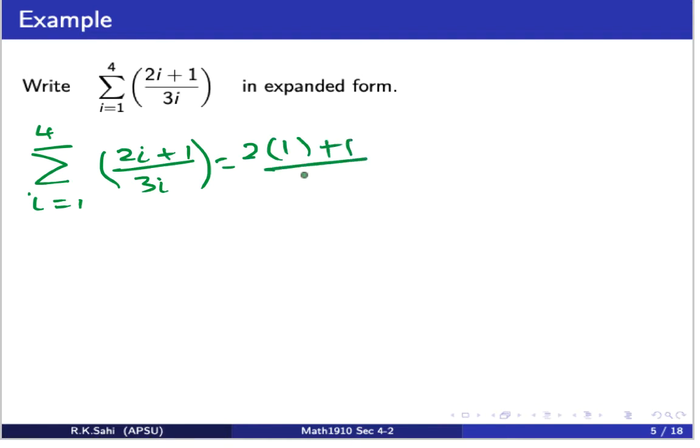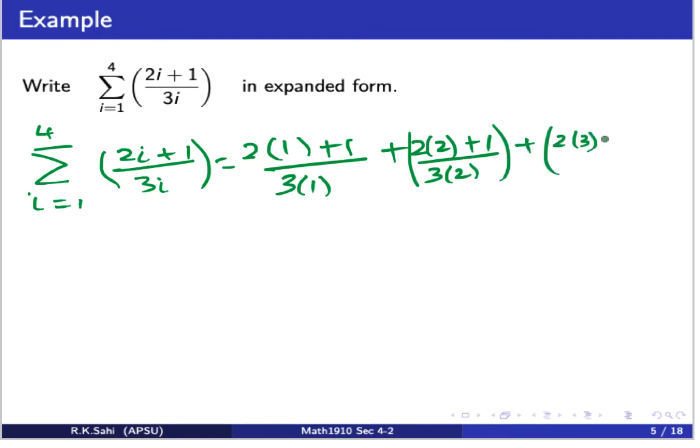Plus 1 over 3 times 1. So that's the first term. Then a big plus. Now we have covered 1. We go to the next. We're going to go till 4, remember. So it's 2 times 2 plus 1. Remember, everything else remains the same. Only the I will vary, guys. Plus. The next one is what? 2 times 3 plus 1 over 3 times 3.